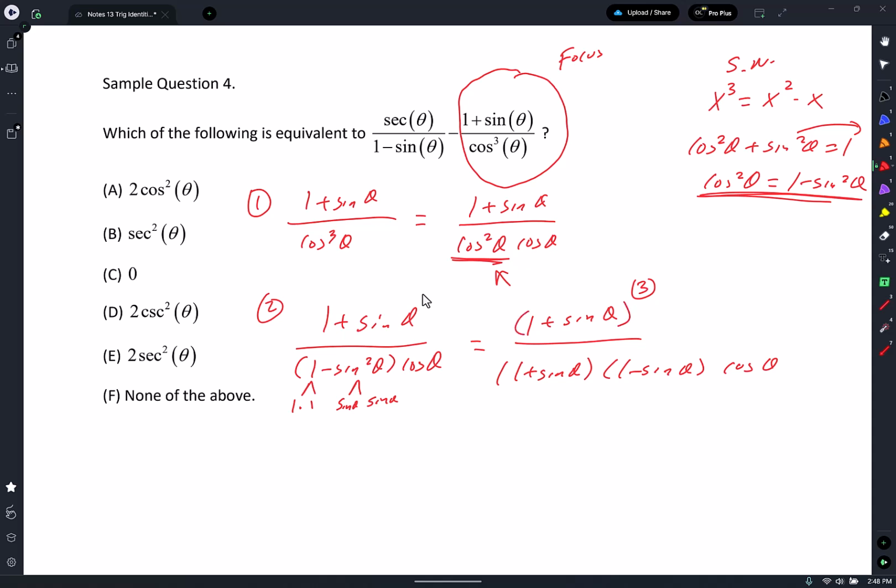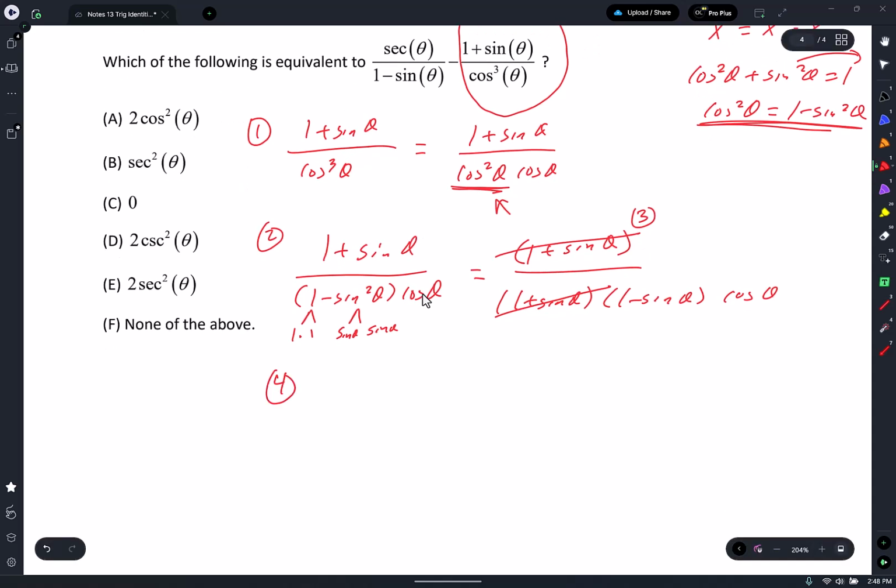Yeah, the 1 plus sine theta. If you want to put a parenthesis there, you can. Bam, bam. Step 4, collect it. So here it is. I'm going to rewrite it. I have a 1 in the top, and I have 1 minus sine theta times cosine theta. Do you guys see that?